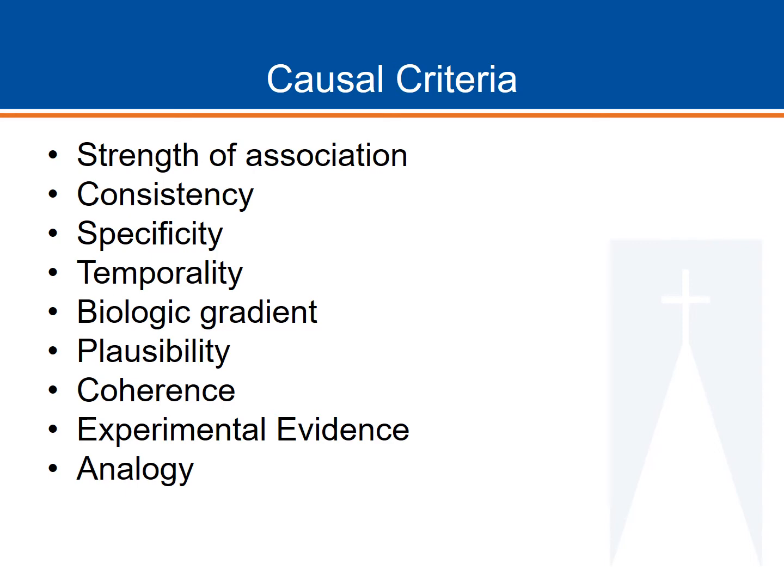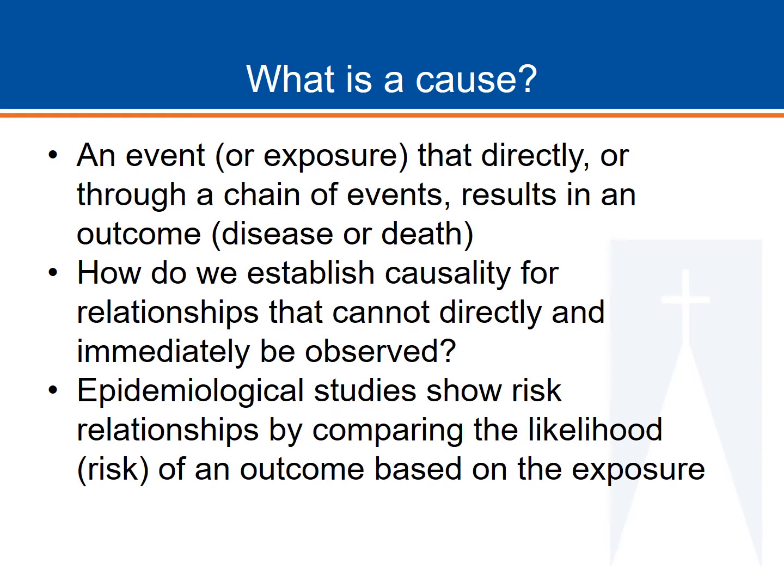So the first thing to know is this is a list, but it's not meant to be a checklist. These are arguments that we use in epidemiology to formulate and understand results to get a sense of the concept of causality. So what is a cause and how do we establish causality? Well, the first thing to know is that we cannot really know the cause for sure.